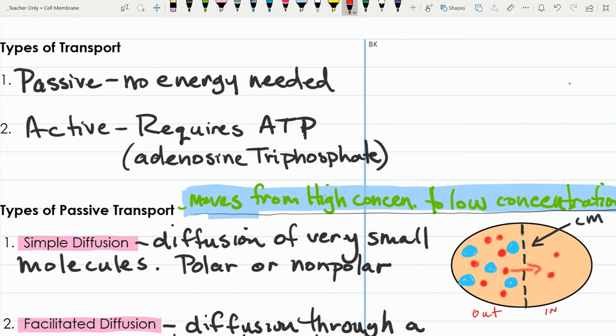So you have these blue dots and the red dots. And the blue dots you see are kind of big. These are big molecules. They can't get across that cell membrane. They're too big. But the red dots can.